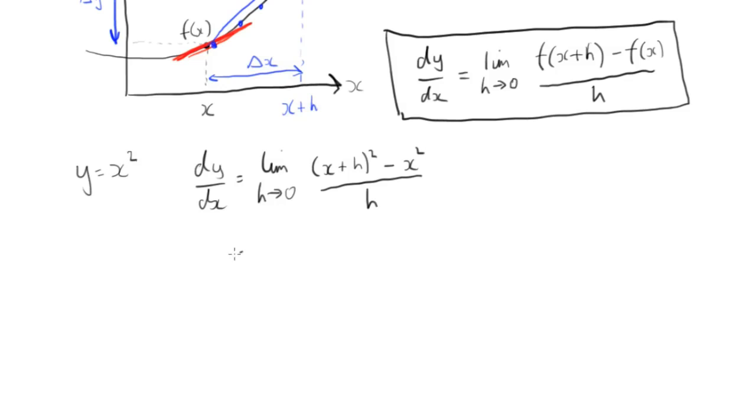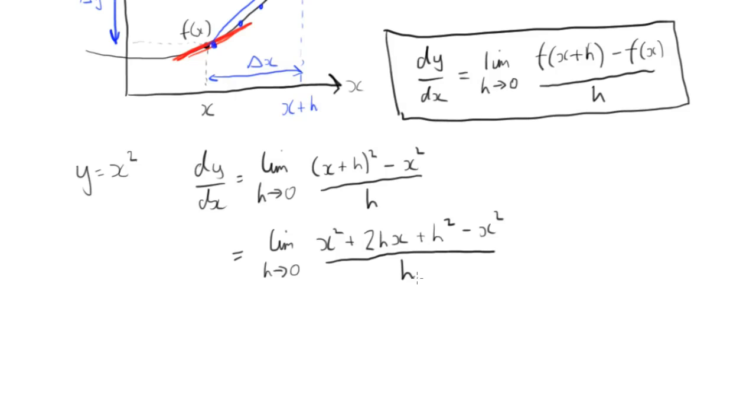Okay. What we can do now is just expand out the bracket on the numerator. So we have the limit, we have x squared plus 2h times x plus h squared minus x squared. So all I've done there is I've expanded out the bracket on the top.